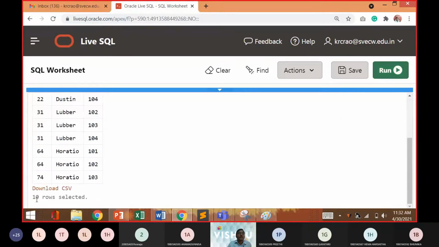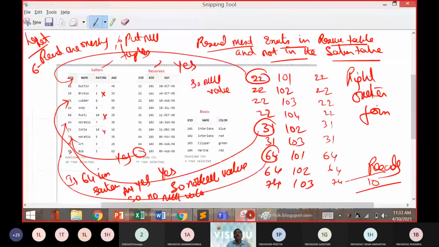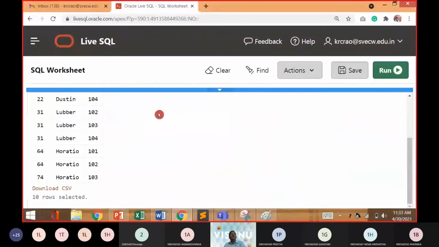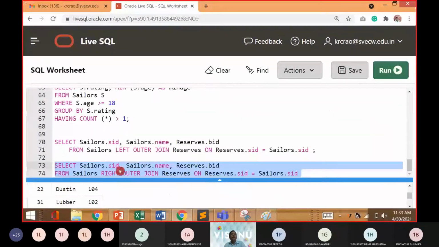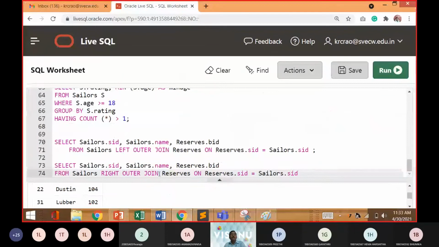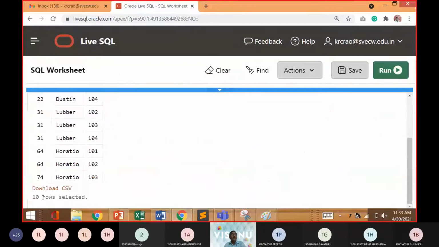How many records did you get as an answer? We got 10 records. How many did you get when we worked with pen and paper? We got 10 records. Okay. So on pen and paper we should get 10 records. In the SQL query we made it a right outer join, then when we hit the run button, we got the same 10 records.